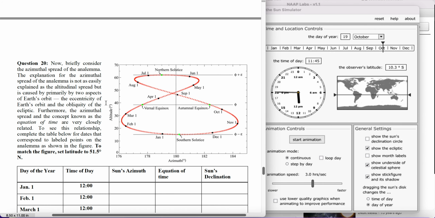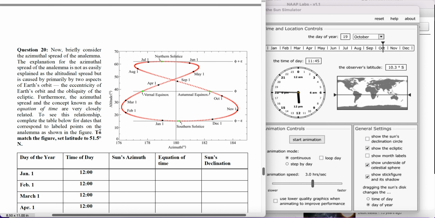Now, finally, for the last few questions, we really dig into some background information on the analemma. We look at this graph that actually shows it at different dates, showing its declination values as well as declination and altitude. So here we have azimuth and altitude. This is the location of the sun over different days of the year, and this is for a specific location. This figure corresponds to a latitude of 51.5 degrees. So this is what the analemma looks like at that latitude, 51.5 degrees north, and these are its locations over the year.